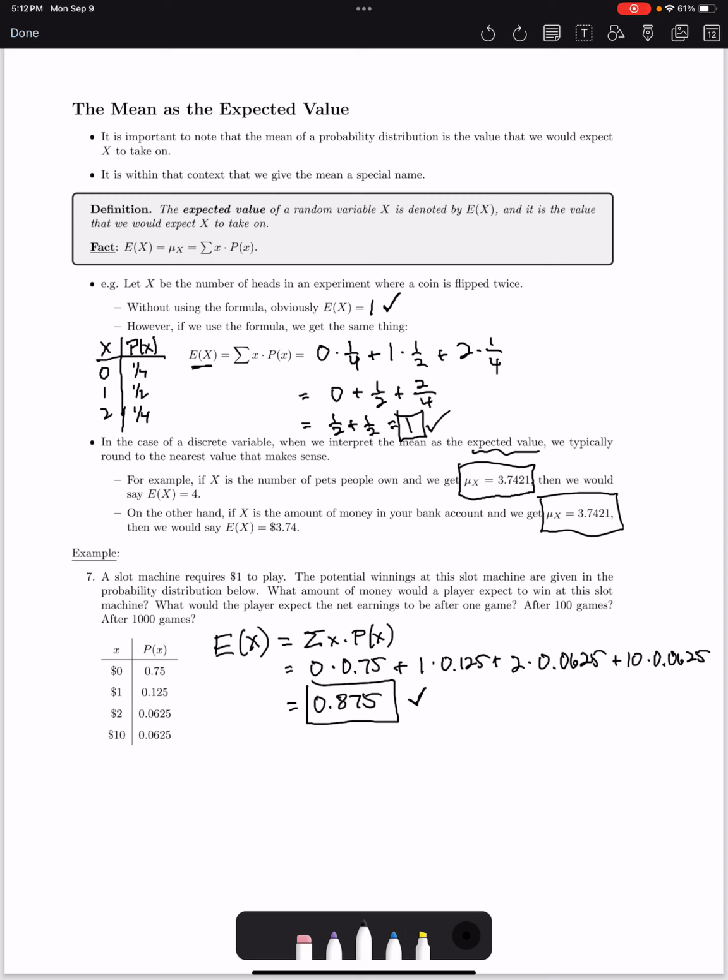It's just on average. If you play this game over and over and over again, this is how much you expect to earn on average. But you have to remember that you had to pay $1 to play, so you really lost money, right? You expect to lose money every time you play this game. Speaking of which, the next question asks, what would the player expect the net earnings to be after 1 game?